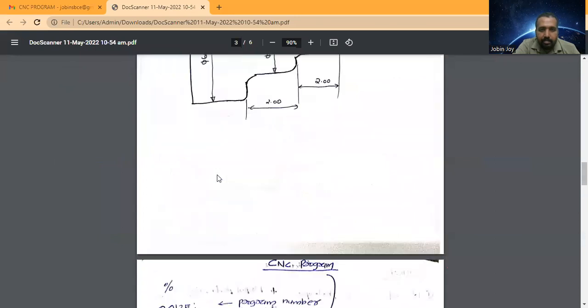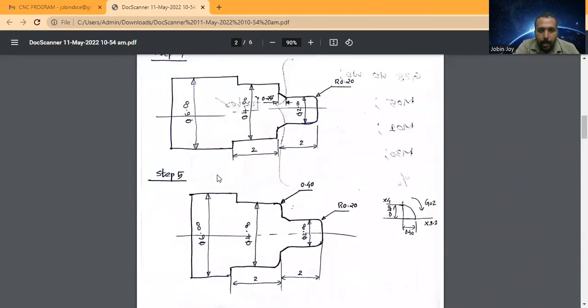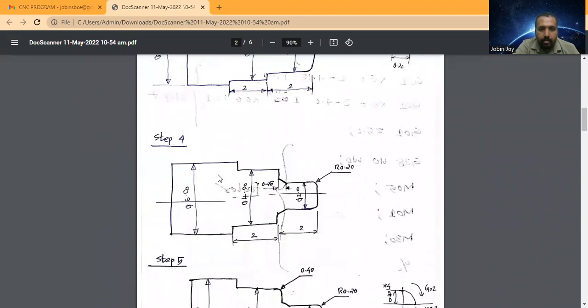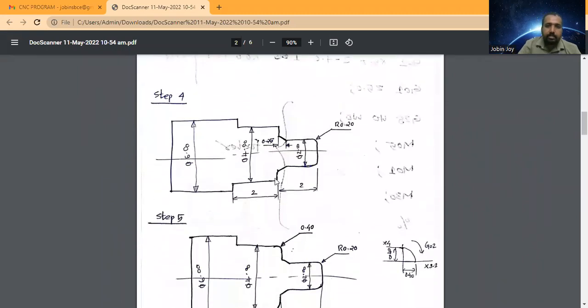Then what is the next step? The next step is I have to cut a chamfer here. So here there is a chamfer, and this distance is given. This distance is given as 0.25. So that is the next step.